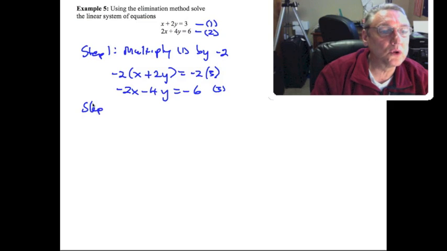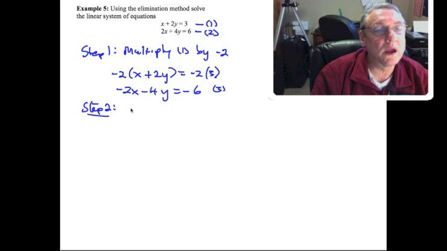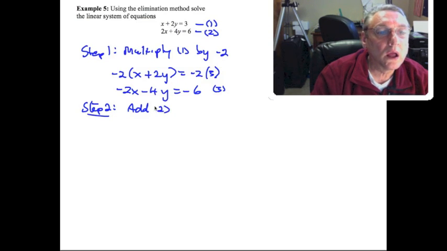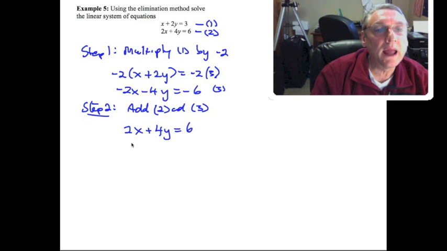Right, step 2. We're going to add equations 2 and 3. Notice we take the one that we didn't change. All right, so it's going to be 2x plus 4y, it doesn't matter which order you write the equations in, and we're going to have negative 2x minus 4y is equal to negative 6.